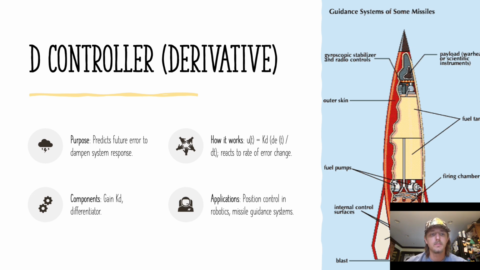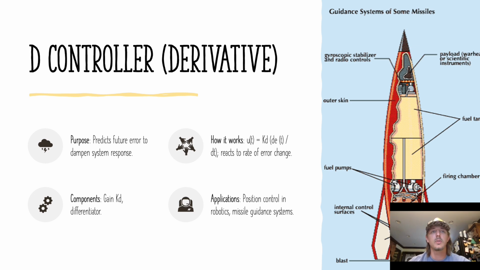D controller, derivative controller. Its main purpose is to predict future error to dampen system response. How might that work? Here's the equation shown above. It reacts to the rate of error change. The components are quite simple: gain Kd and a differentiator. Applications: position control in robotics and missile guidance systems.